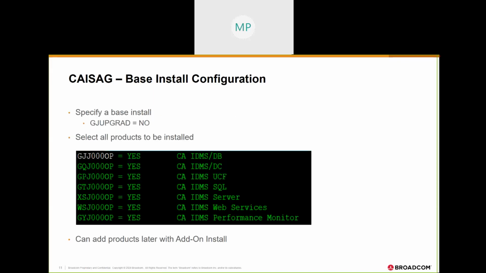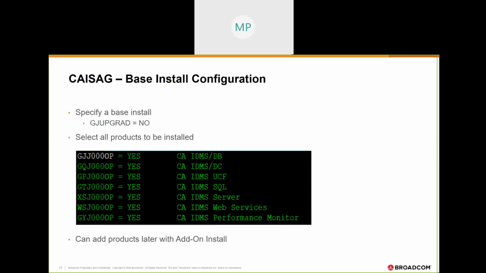So now we're talking about a base install. To do a base install, the first thing you want to do is change the variable CAISAG-Upgrade to no. By default, this is set to yes, which indicates that you're upgrading a system. So set that to no.